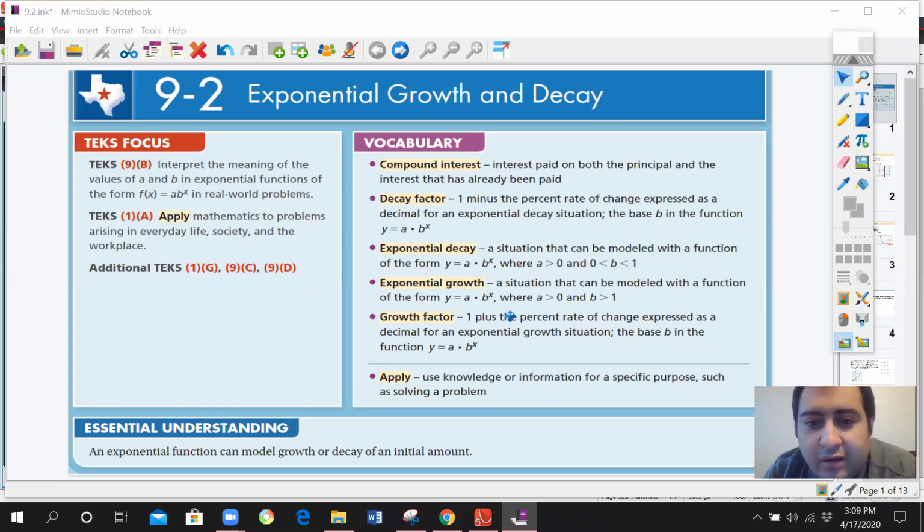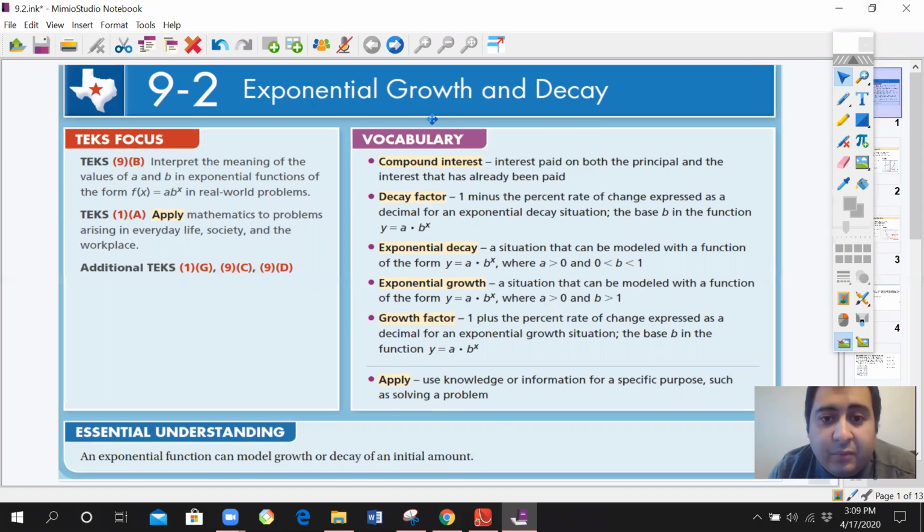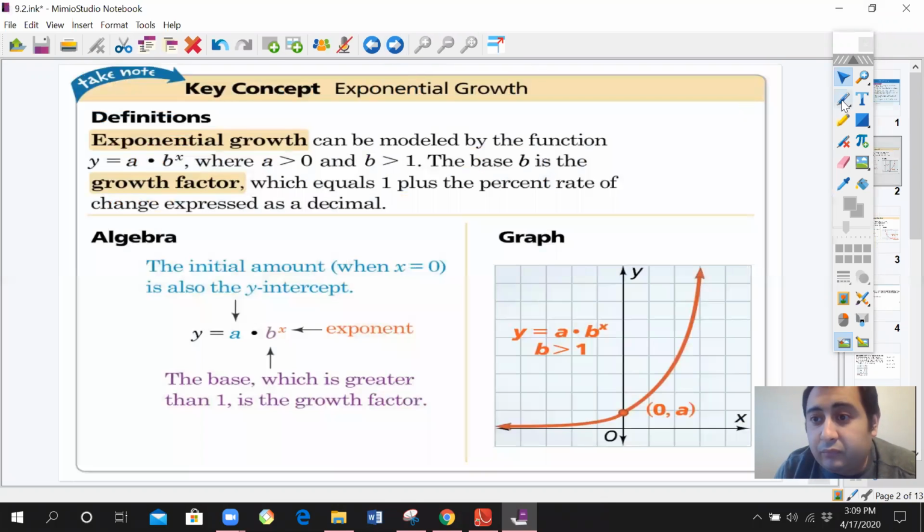Today we're focusing on 9.2 exponential growth and decay. All right. So the vocabulary words for this lesson are compound interest, decay factor, exponential decay, exponential growth, growth factor, and apply. All right, let's go ahead and focus on today's main concept of the lesson.